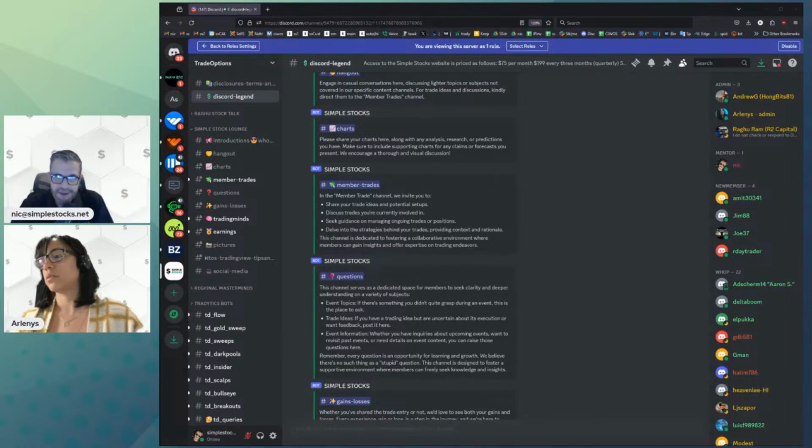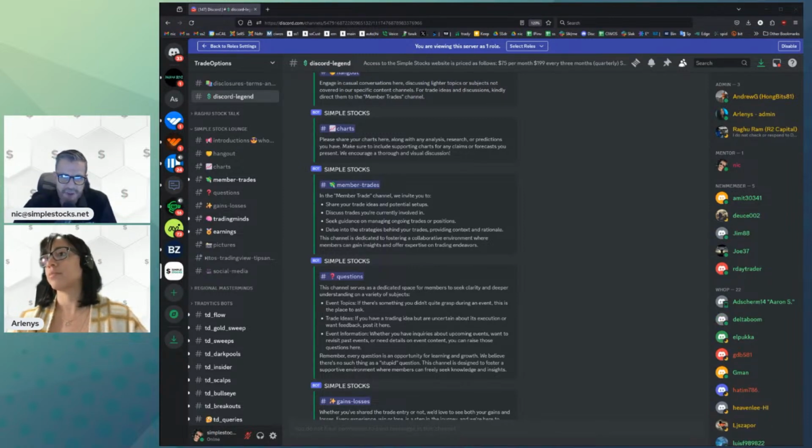Since we opened it, I have Arlenis here with me. We worked hard at setting up a good structure that is organized, with as little noise as possible and as much value as possible. We've been lucky to have a good reception with the signups, and we think it's about time to go through it and walk you through the highlights.